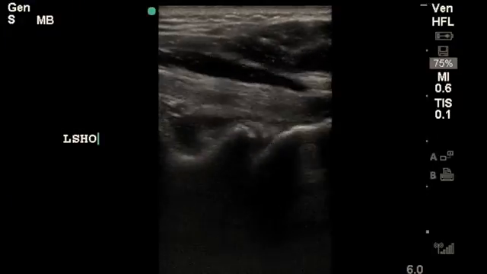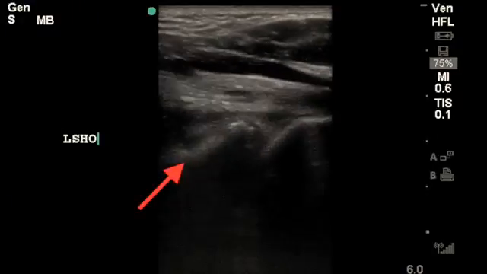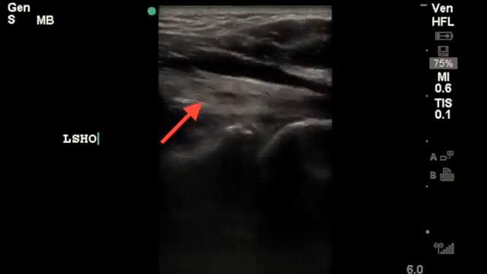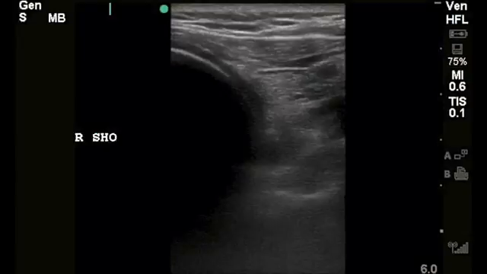Here, we are looking at the patient's normal shoulder, and you can see the glenoid here, the humeral head here, and the infraspinatus tendon as it externally rotates the humerus. Now, let's take a look at the patient's affected shoulder.